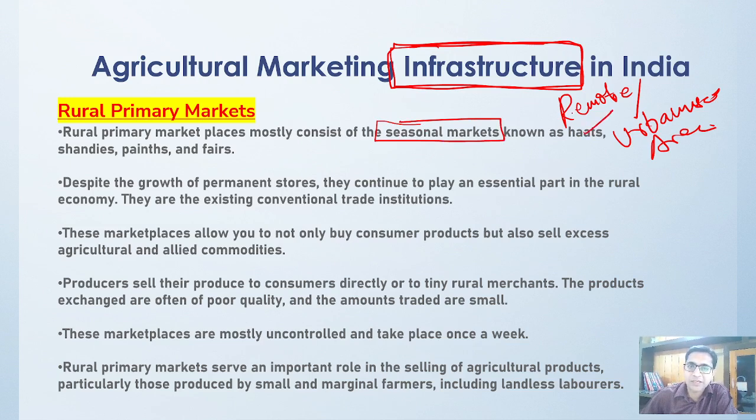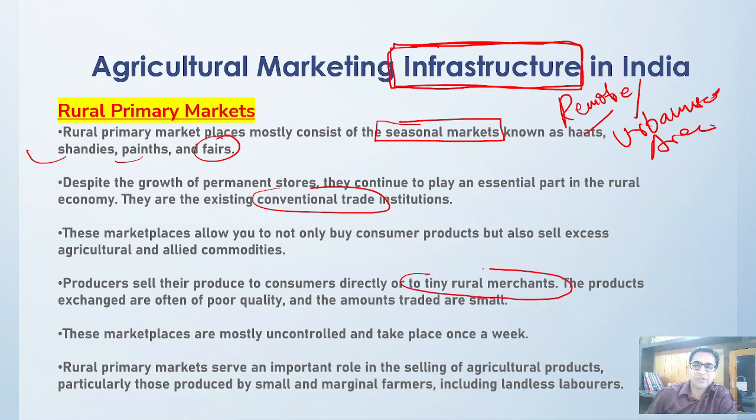They can be haats, they can be shandies, they can be paints, they can be fairs. That means seasonal. All of a sudden they say, okay, now we will have this fair at this place. A lot of agriculture fairs keep on happening throughout our country. So they are a very essential part if we consider the rural remotest area. They are like conventional trade institutions. Here you can go buy consumer products, and also you can sell your consumer products, right? So this is happening at a very small scale or slightly bigger scale.